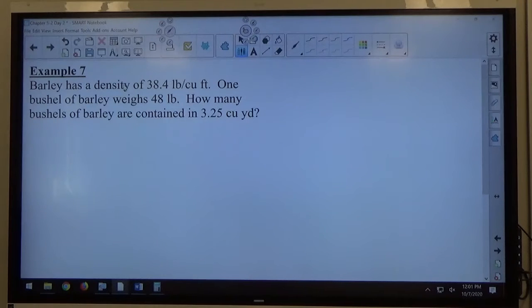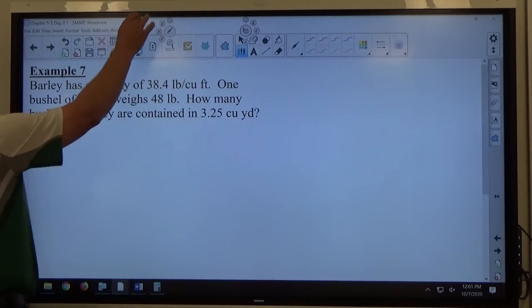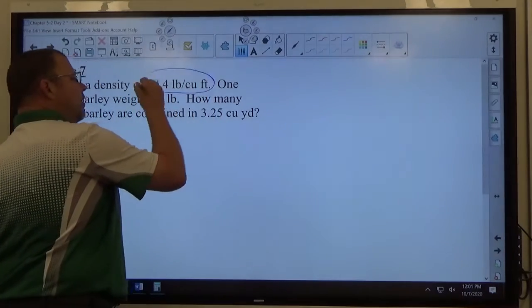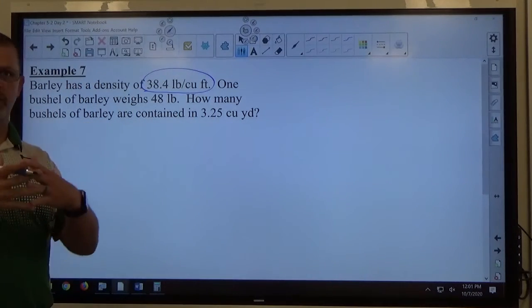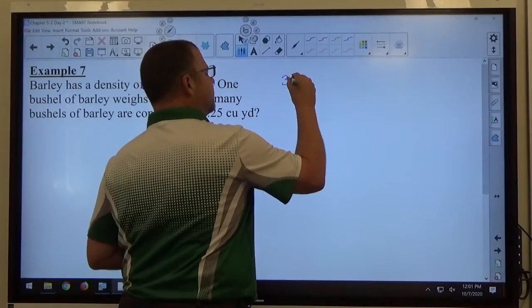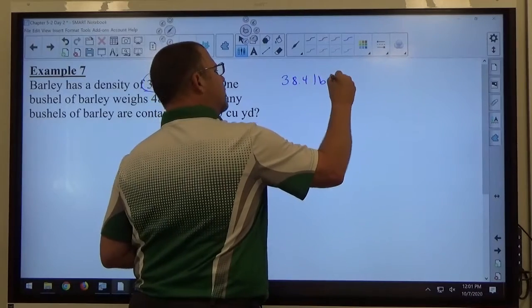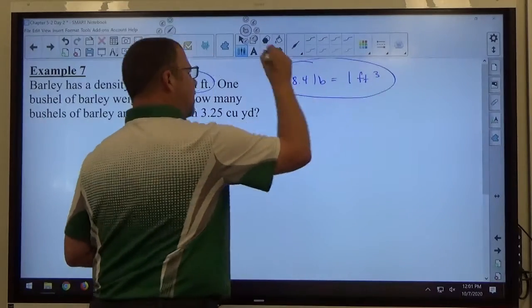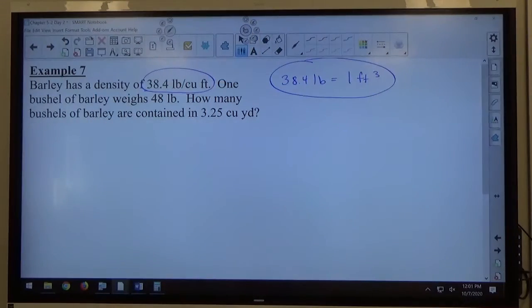Okay, so example 7, barley has a density of 38.4 pounds per cubic foot. So what that's saying is that 38.4 pounds of barley is the same as 1 cubic foot of barley. 1 cubic foot of barley is also the same as 38.4 pounds. So to see this density here, you can think of it as kind of like a unit multiplier idea. 38.4 pounds of barley is equal to 1 cubic foot of barley. We're talking about barley, that's the equality that we can work with.